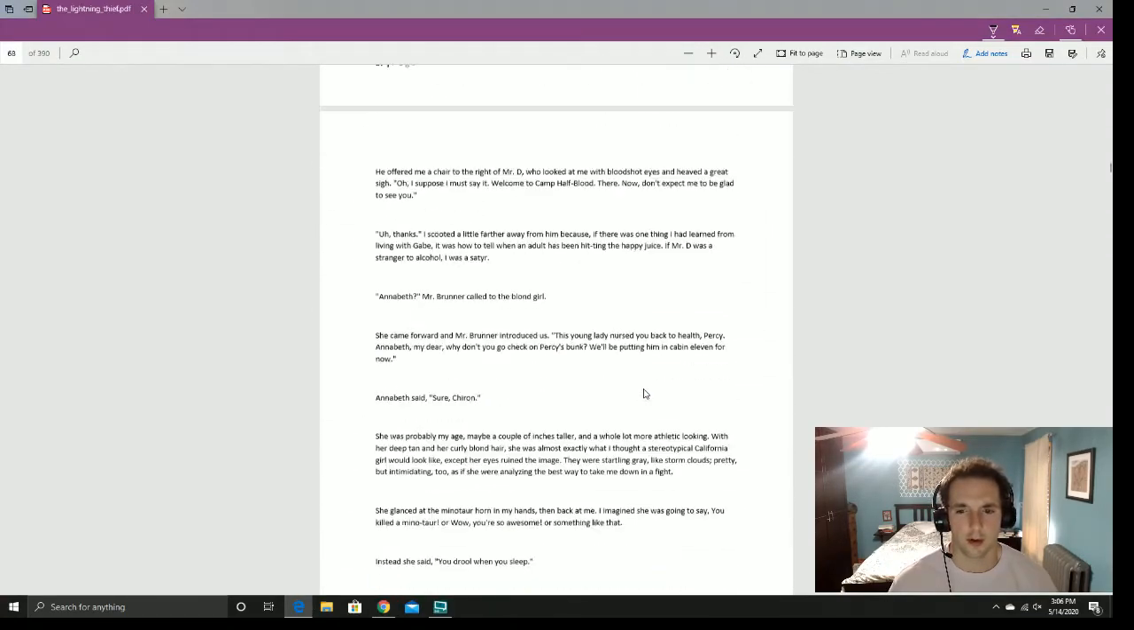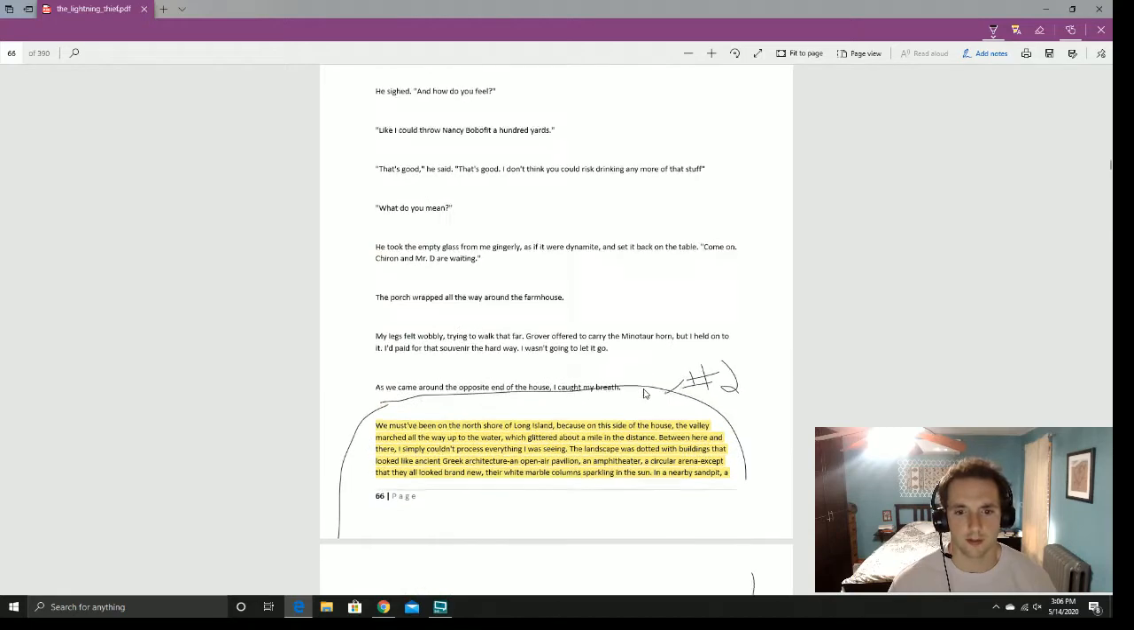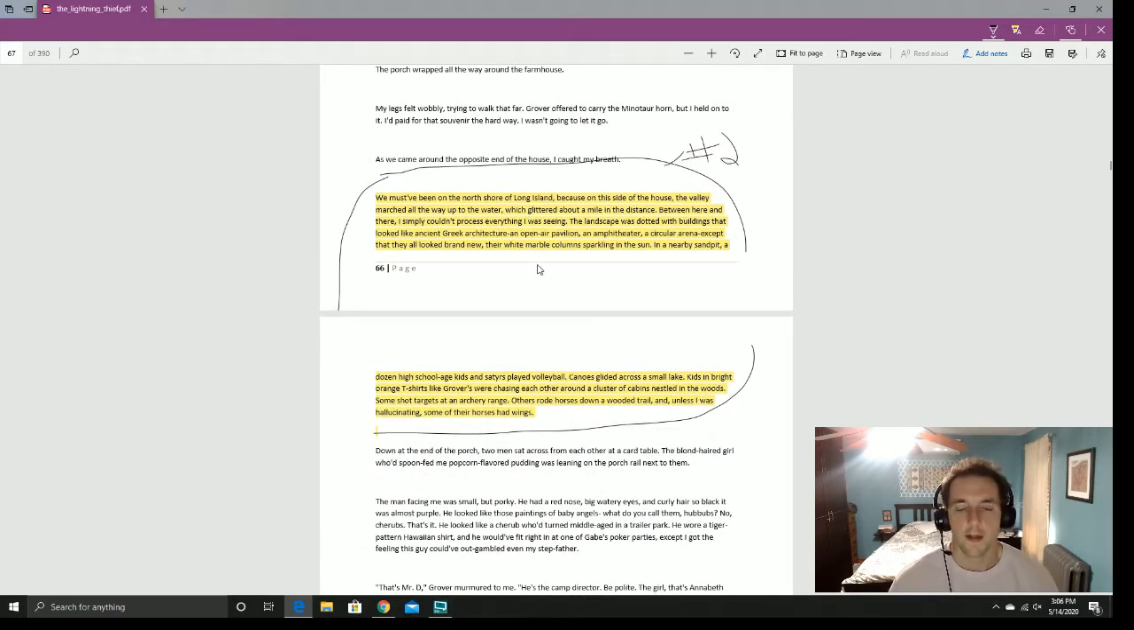It's got a couple marked that are actually closer to the beginning of the chapter. So right here, where it says, "We must have been on the north shore of Long Island, because on this side of the house the valley marched all the way up to the water, which glittered about a mile in the distance. Between here and there I simply couldn't process everything I was seeing. The landscape was dotted with buildings that looked like ancient Greek architecture, an open-air pavilion, an amphitheater, a circular arena, except that they all looked brand new. Their white marble columns sparkled in the sun.